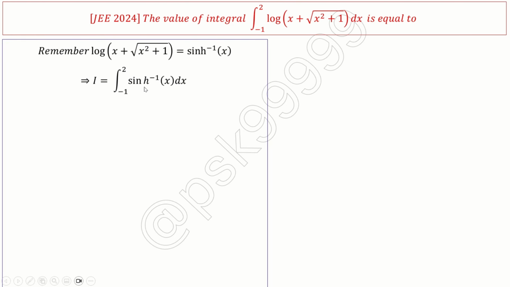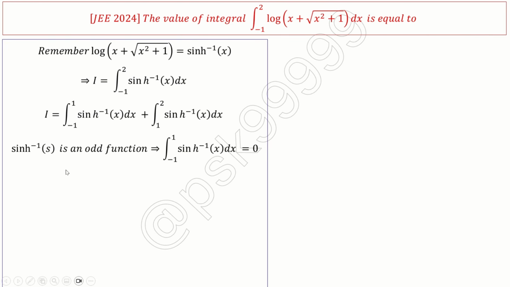This is your f of x, g of x is 1. Before that, since the sine hyperbolic inverse function is an odd function, we can remove some of the limits actually. Especially when the limits are from minus 1 to 1, this is an odd function, so this will become 0. So the integration is nothing but integration from 1 to 2 of sine hyperbolic inverse of x dx.